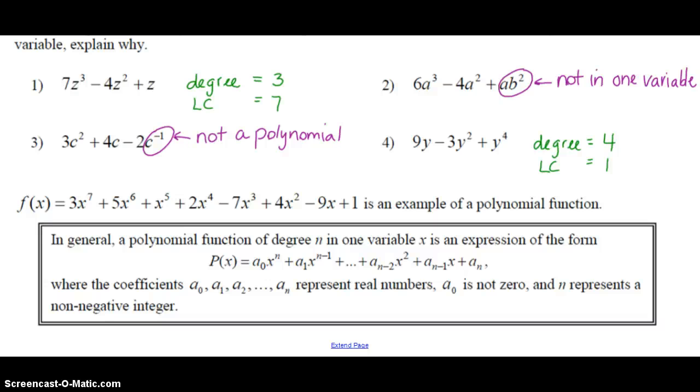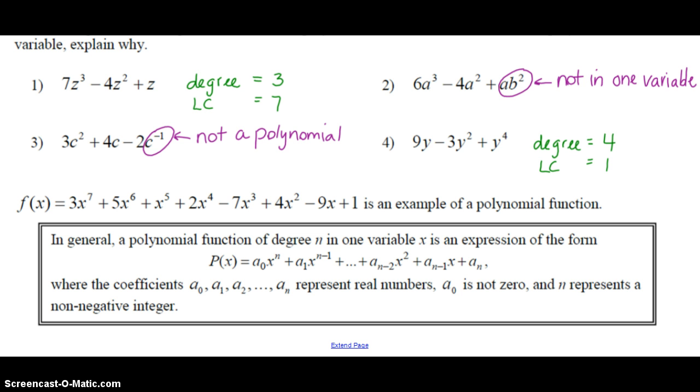In general, a polynomial function of degree n in one variable x is an expression in the form p of x is equal to, and remember, a sub 0 is the leading coefficient, x to the n power, n is the degree of the polynomial. And then it descends, we increase the subscript of our coefficients all the way until we end up at our constant term a sub n. And n, recognize, is the same n as the degree.